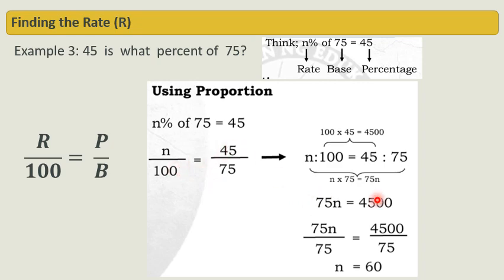100 times 45 is 4,500. And divide both side by 75, yung katabi ng n, 75. So, ito cancel out, matitira yung n. Dito, 4,500 divided by 75 is 60. So, same lang nung using fraction, pero personally, mas madali ito kasi hindi na kayo pabago-bago ng formula. Kahit maging percentage, rate, or base ang hinahanap, ito pa rin yung gagamiting formula pag using proportion.